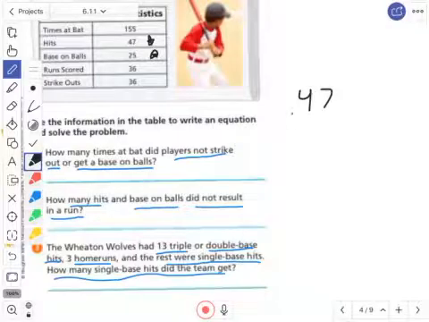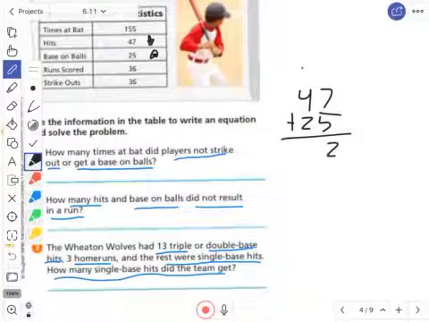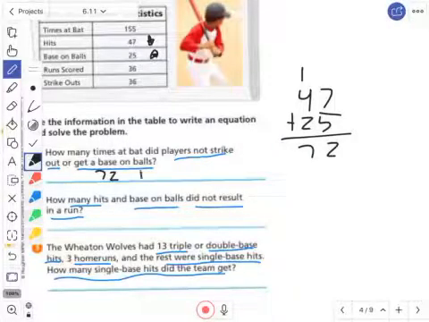So I'm just going to do 47 plus 25. 7 plus 5 is 12. Got to carry the 1. 1 plus 4 is 5. Plus 2 more is 72. So 72 times.